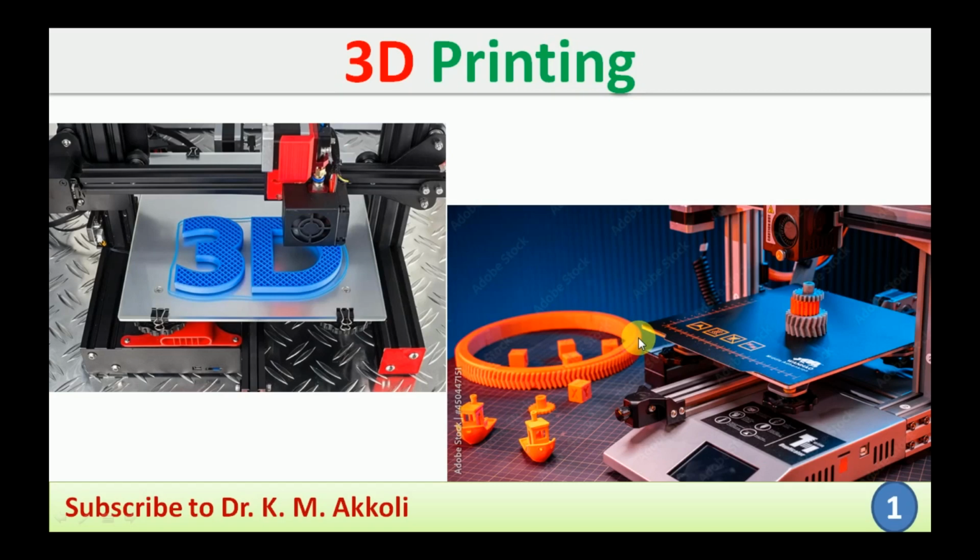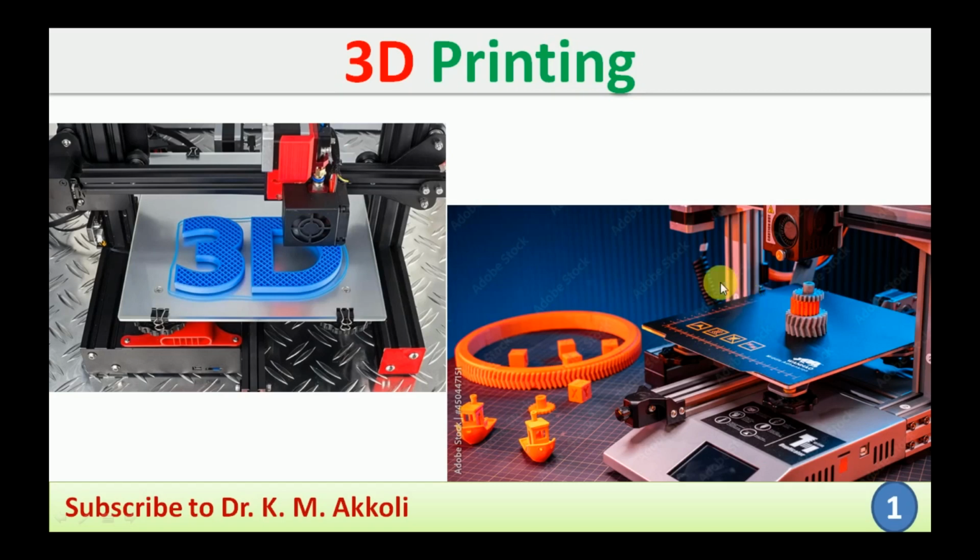3D printing means, as we know, printing. Printing on paper is one-dimensional; whatever is written on the paper gets printed. If a three-dimensional object or component is printed like a paper, that is called 3D printing. Here we can see the printer, through which this three-dimensional object is printed. And another one we can see here: a gear manufactured through 3D printing. That is 3D printing, and we'll now discuss its definition and how the printing is carried out.